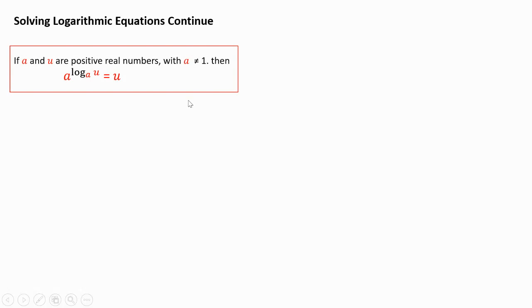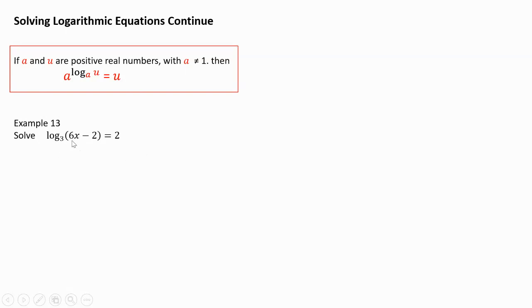Now here comes another rule. If a and u are positive real numbers with a not equal to 1, then a raised to the log base a of u equals u. In other words, this is my base here, and on the exponent, if you have log of the same base, then it equals the u. Whatever value is here, the left side will simplify to it.